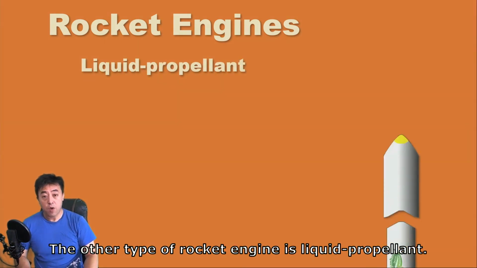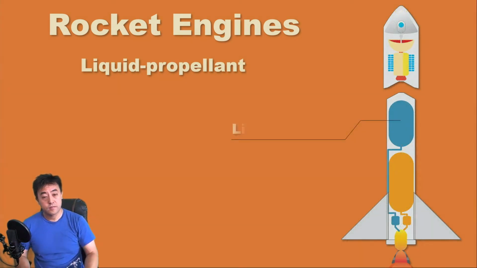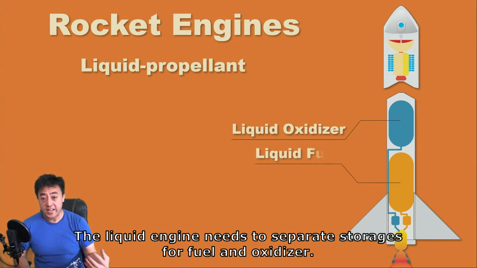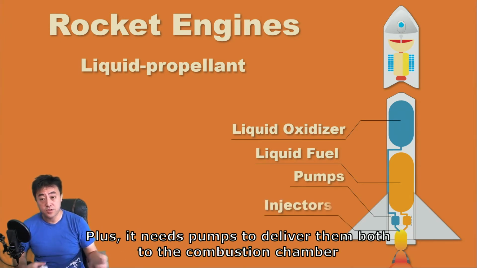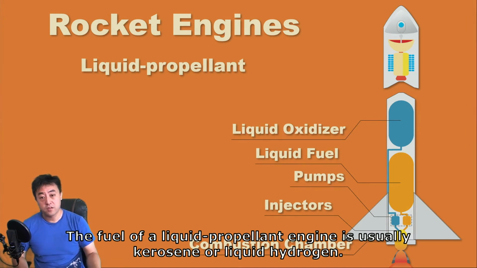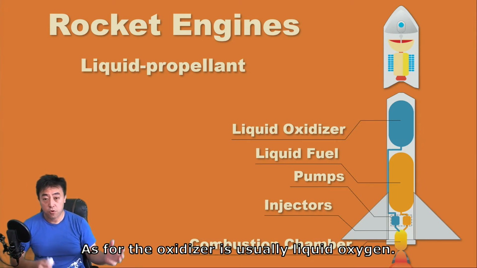The other type of rocket engine is liquid propellant. This is a much more complicated engine. The liquid engine needs separate storage for the fuel and the oxidizer. Plus, it needs pumps to deliver them both to the combustion chamber, where they are mixed and burned for thrust. The fuel of a liquid propellant engine is usually kerosene or liquid hydrogen. As for the oxidizer, it's usually liquid oxygen.